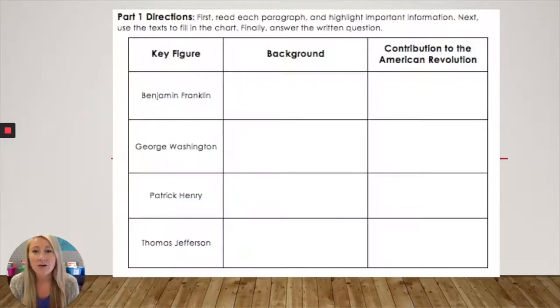As we learn about each of the 4 key figures, I want you to keep this chart in mind. Here's what we're looking for. We're looking for information about their background. Were they a farmer or a writer or a scientist? And next, we're looking for information about their contribution to the American Revolution. Keep in mind, all of these 4 men contributed to the American Revolution. So what's really important is that we understand what part each one of them played.